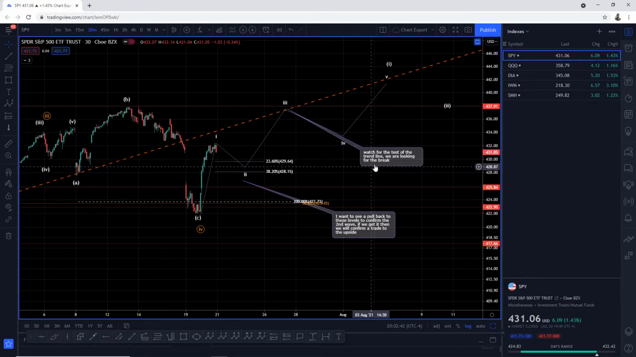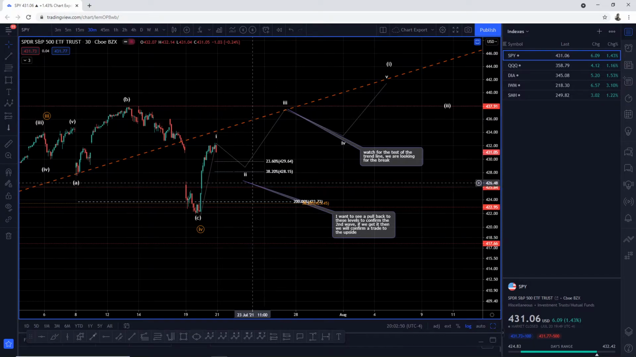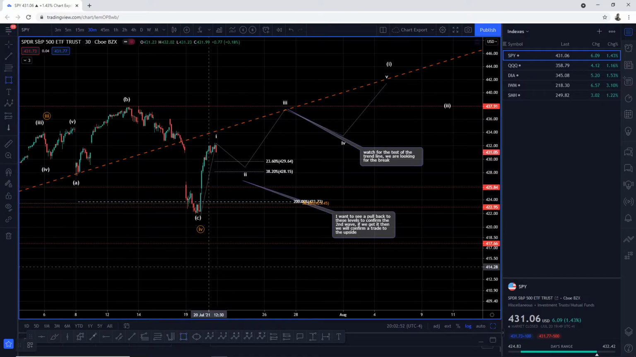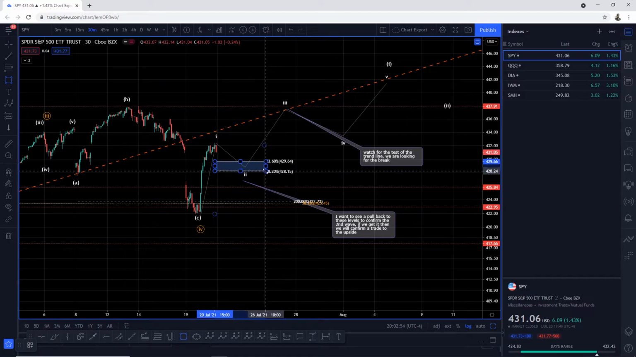All right, I have my notes here, so I want to see a pullback here at these levels to confirm the 2nd wave. If we get them, then there will be a possibility for an upside potential trade. Now here is where it gets tricky.